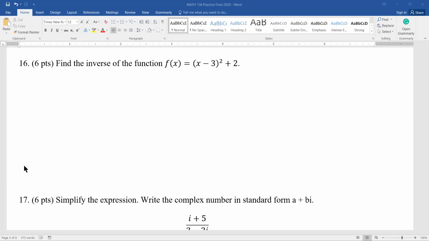And then for our last step, since we've got y by itself, we want to write this in inverse notation. So f inverse of x, and then we're just going to copy this portion down right here. So the square root of x minus 2 plus 3 hangs out at the end, and that is our final answer.